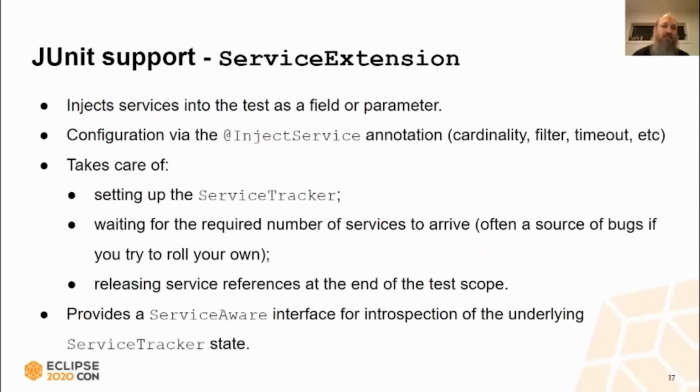The service extension is used for getting references to services. So it's kind of like having the convenience of declarative services, but within your test method, your test class. You can inject them as a field or as a parameter using the inject service notation. You can configure this annotation by cardinality, specifying how many services you want to wait for, the filter for discovering the services, and the timeout, how long to wait for those services to appear, etc. And then the extension will take care of setting up your service tracker and doing all of that low-level stuff, waiting for the number of services to arrive.